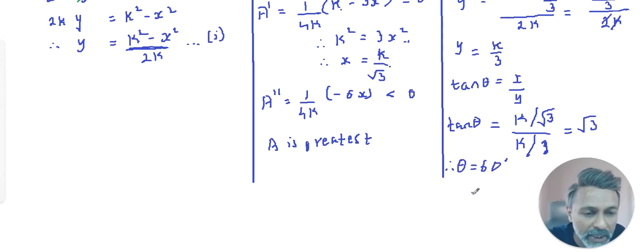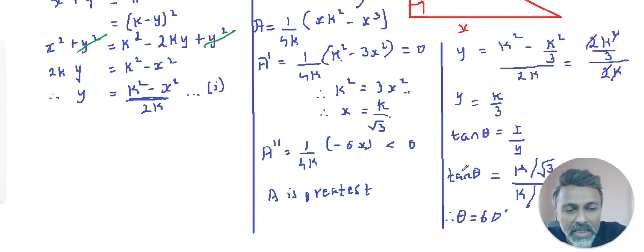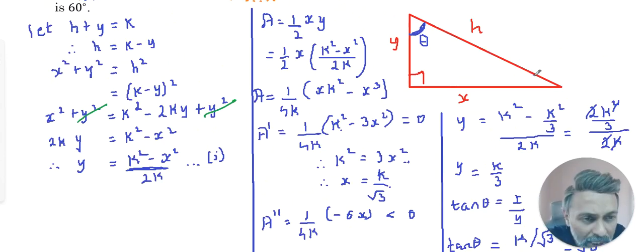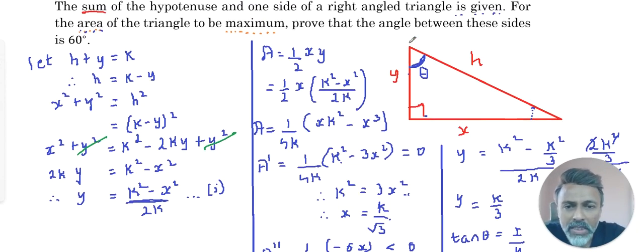So area will become greatest when one of the angles between the sides is 60 degree. Now, there are three sides, x, y and h. Had someone taken this angle as theta, then they would have got 30 degree, but they are asking us to prove 60. So by the angle sum property of a triangle, one is already 90, we can get the third angle as 60 degree. This is how we show the greatest area in a right angle triangle is possible when one of the angles is 60 degree.